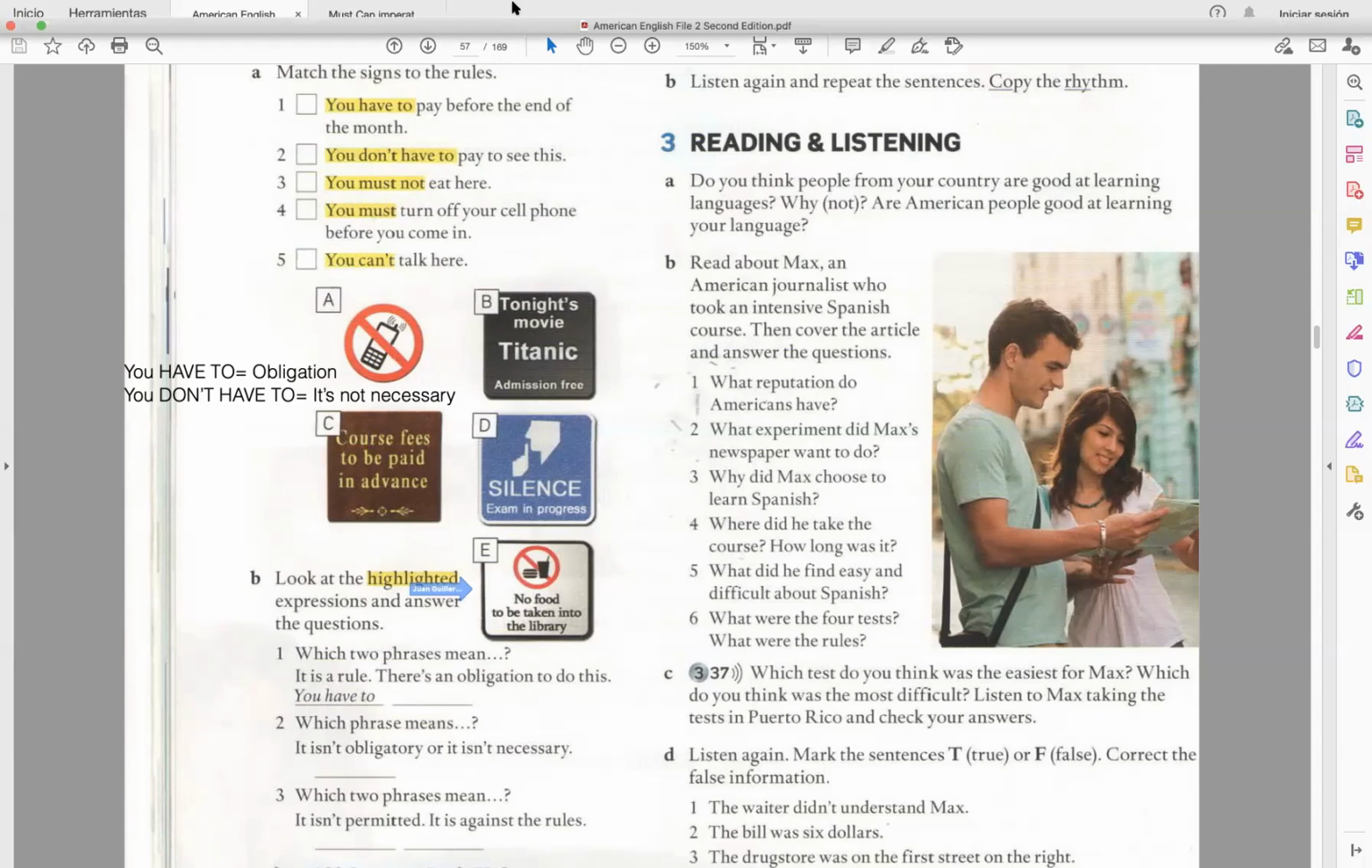An obligation. You must not eat here? Is it obligation? It's a prohibition. Prohibition, yes. It's a prohibition. Very good. Excellent. Okay. Number four, Emilio?